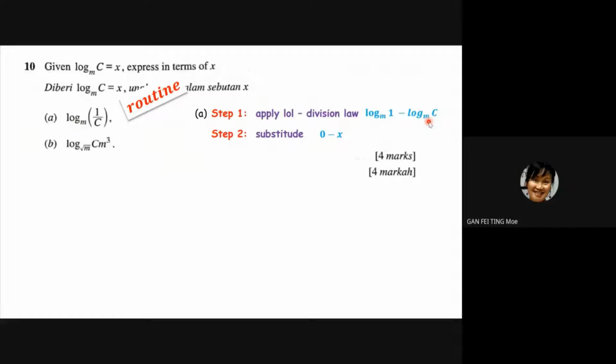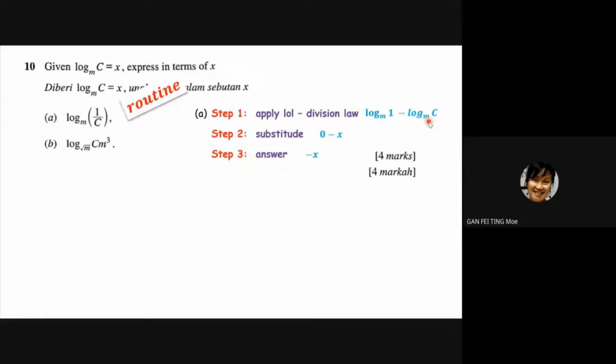Then what is your answer now, you tell me? Can anybody give me your answer? Teacher, what's the answer? Log base M of bracket 1/C equals to negative X. Yes, very good. It's negative X.